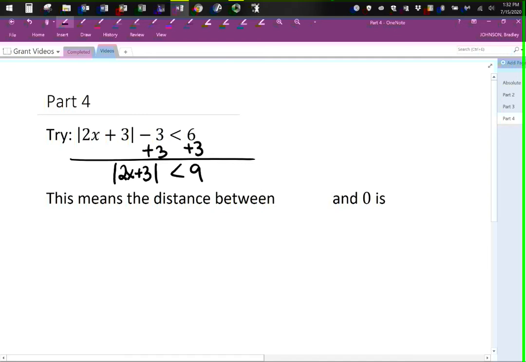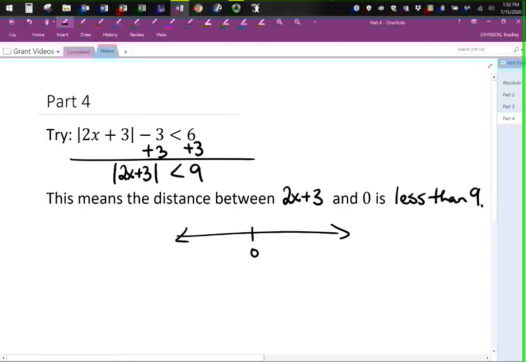And then now we would be left with the absolute value of the quantity 2x plus 3. So now we could write a statement that this means the distance between 2x plus 3 and 0 is less than 9. Let's make that with the number line. Here's 0, and then 2x plus 3, and it needs to be less than 9. So I'm going to shade to the left, and negative 9 is a distance less than away, and I'm going to leave that open as well. Notice there's no equal to, so I will leave them both open here.